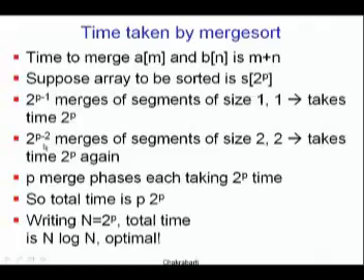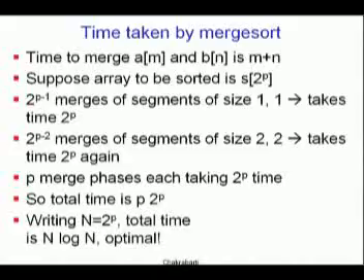In the second step, 2 to the power P minus 2 merges of segments of size 2, 2. That takes time 2 to the power P again. Okay. Now how many phases of merges will be there? Log of 2 to the power P, which is P phases. Okay. So in summary, we have P merge phases, each phase taking 2 to the power P time. So the total time taken is therefore P times 2 to the power P.